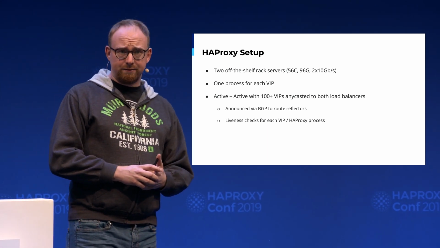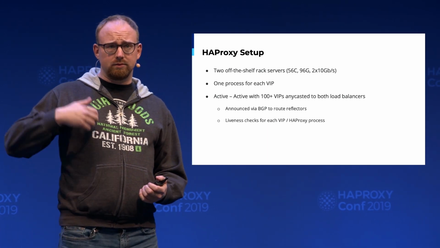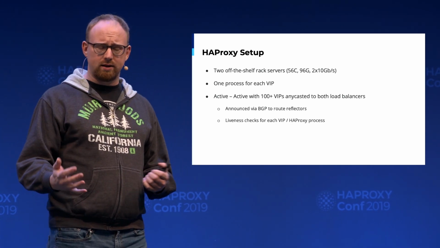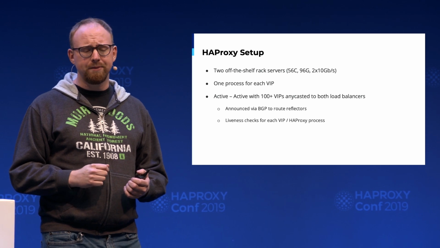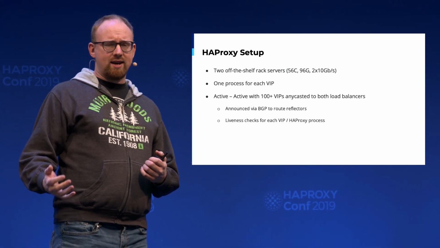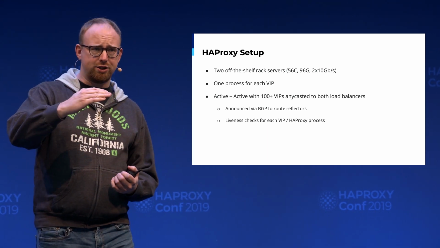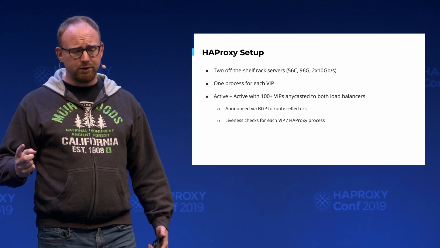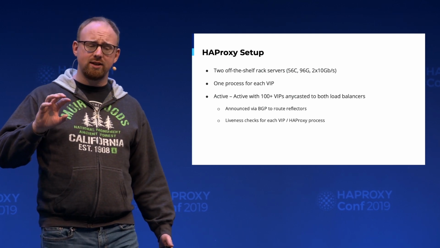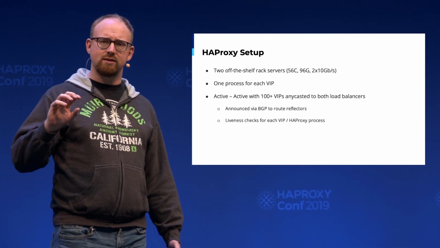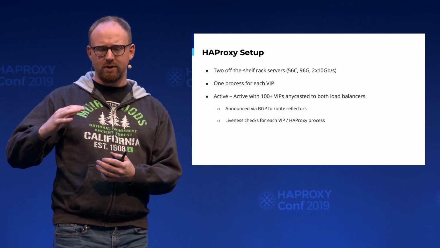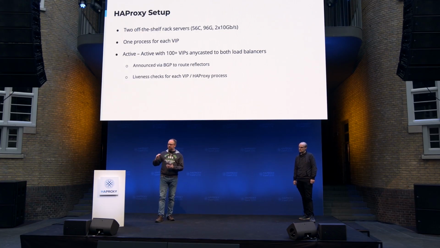We went for an active-active setup with the VIPs. Now it's just around 150. They get Anycasted to both load balancers. So we have an Anycast structure above HAProxy. How do we do it? We have an Anycast health checker that checks if the HAProxy is up and running, then announces it via BGP to route reflectors, and then they will announce it to the network switches.